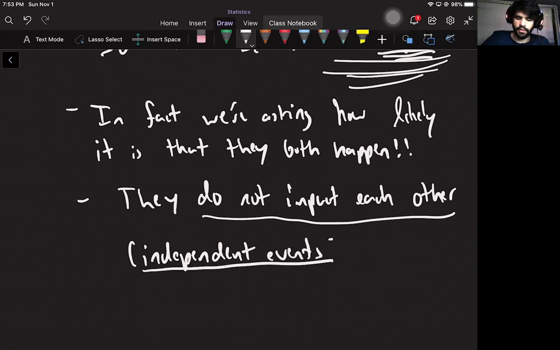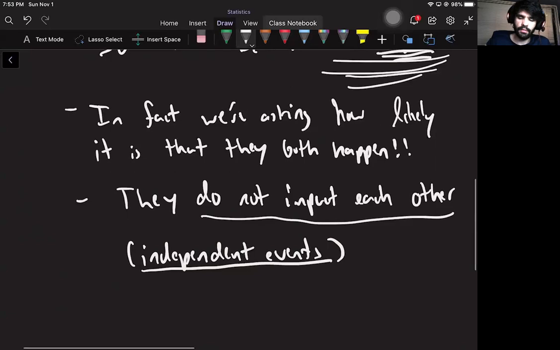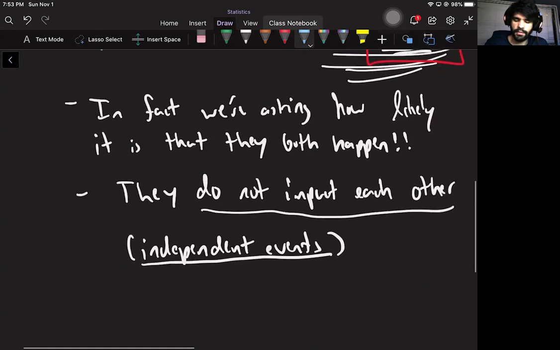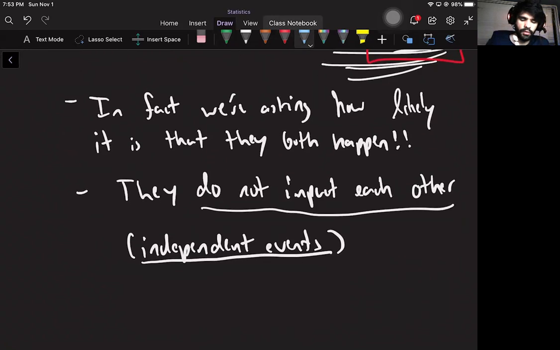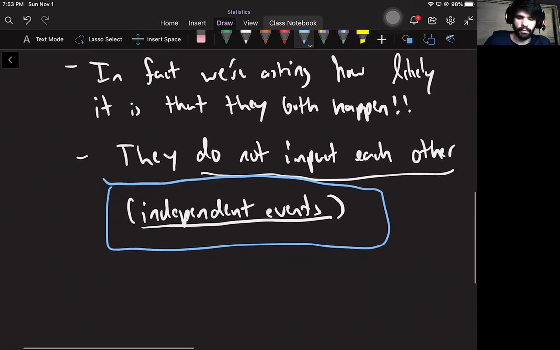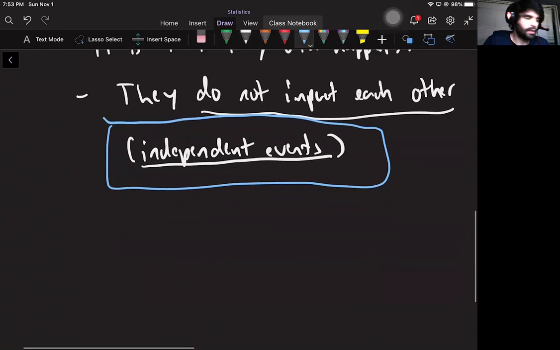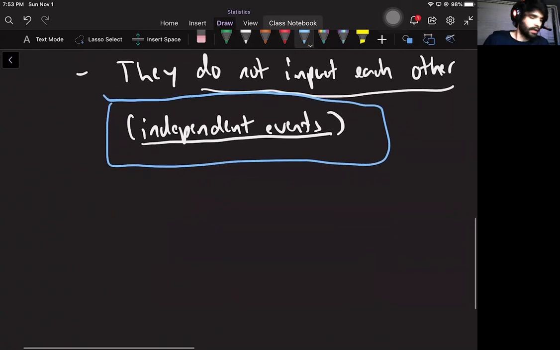So this is the other fancy word. So please do not get it mixed up with disjoint. Disjoint means that they cannot happen at the same time, like rolling a 5 and rolling a 3 at the same time with one dice. Those are disjoint. Versus independent, they don't affect each other. Rolling 5 and drawing a spade is independent because doing one doesn't affect the other.